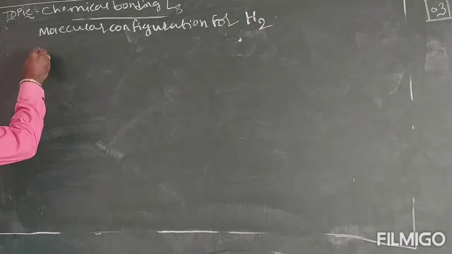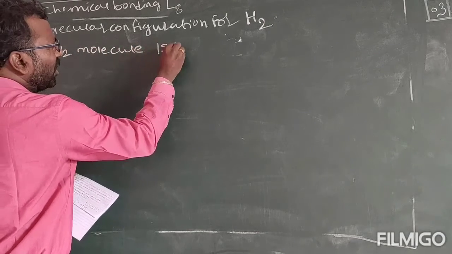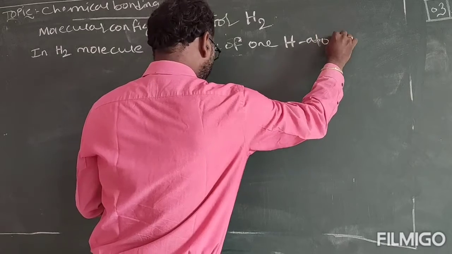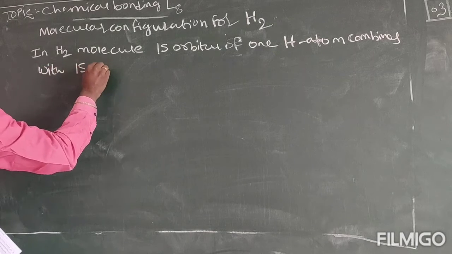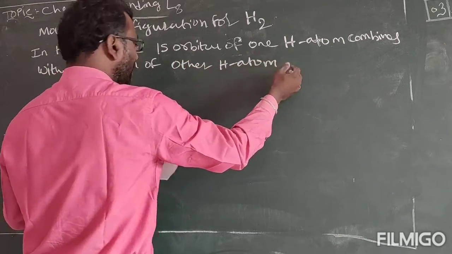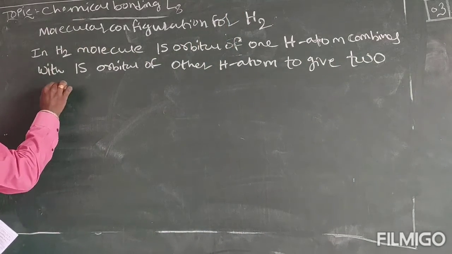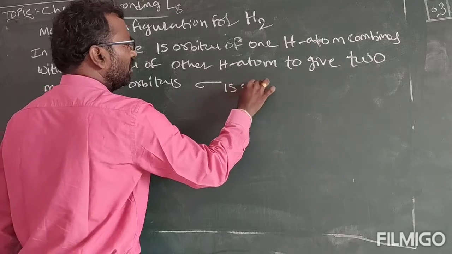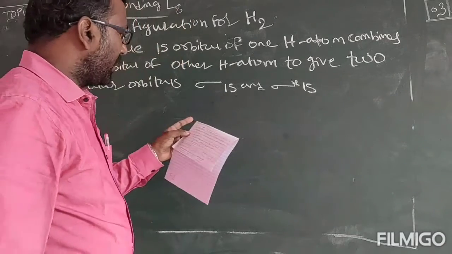I will write it in words. In the H2 molecule, the 1s orbital of one hydrogen atom combines with the 1s orbital of the other hydrogen atom to give two molecular orbitals, that is, the bonding orbital and the anti-bonding orbital. Okay.